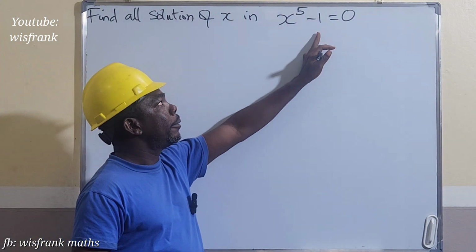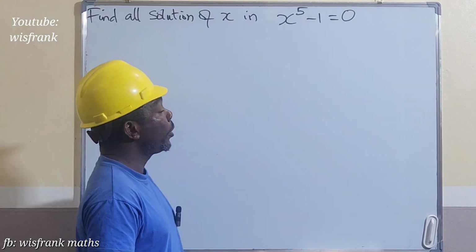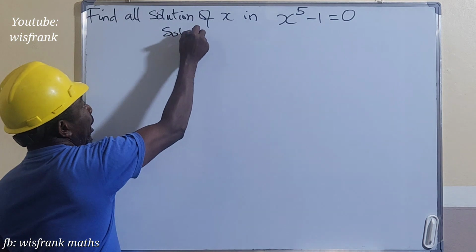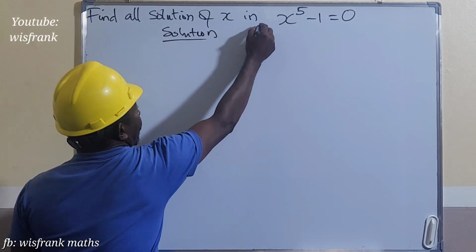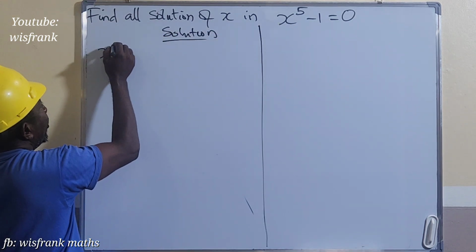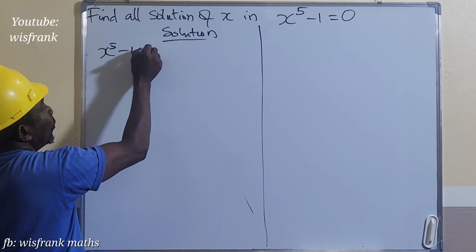Today we are looking at this question, and it says find all solutions of x in x to the power of 5 minus 1 equals 0. So here we are going to find the value of x in this given equation. We are given x to the power of 5 minus 1 equals 0.